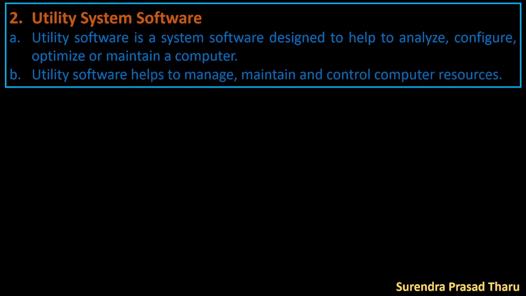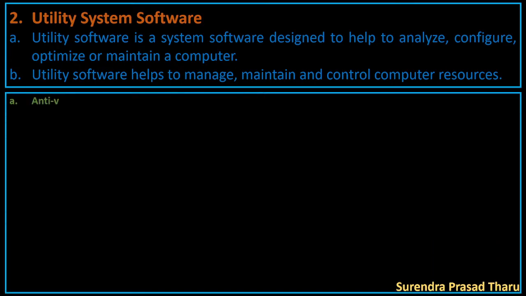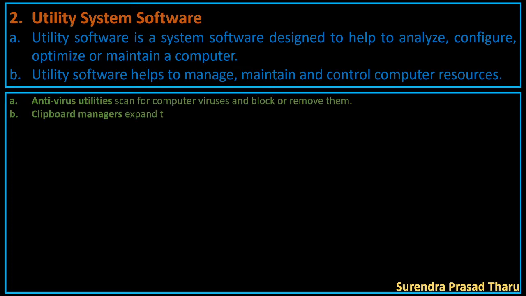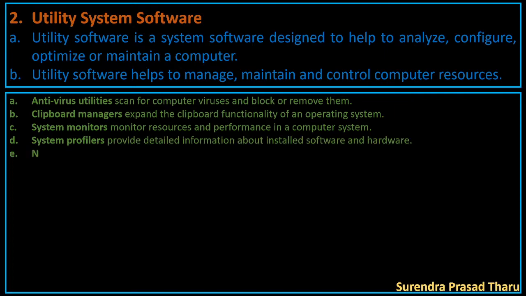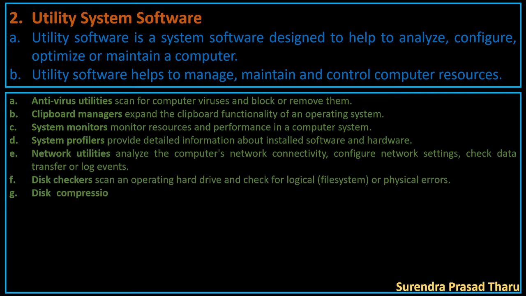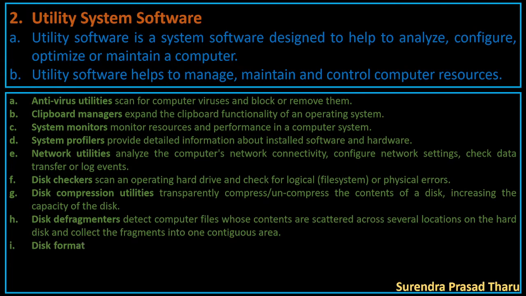By its name, utility means all kinds of tools that really help to maintain the different parts, components and operations within the system. So utility software helps to manage, maintain and control different computer resources like hardware and other application software. Some examples of utility system software are antivirus utilities, clipboard managers, system monitors, system profilers, network utilities, disk checker, disk compression, disk defragmenters, and disk formatters.